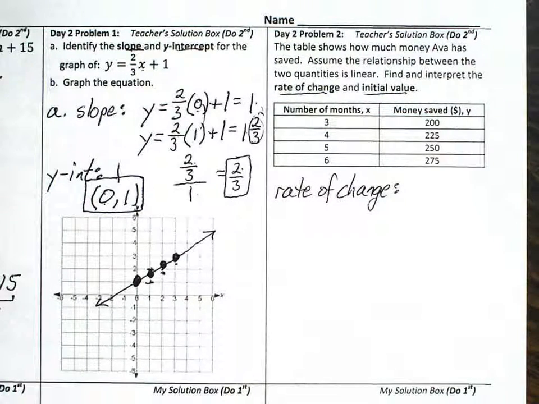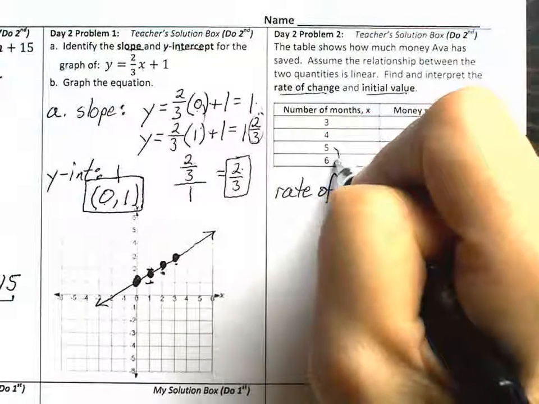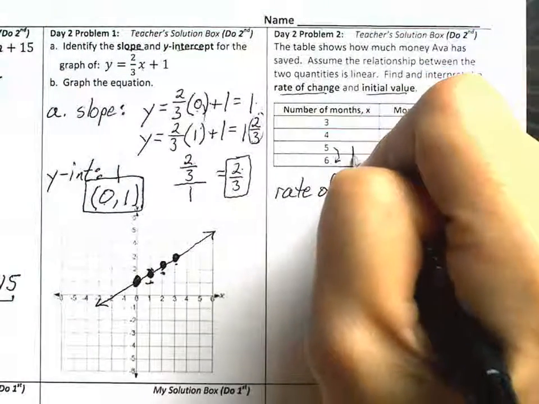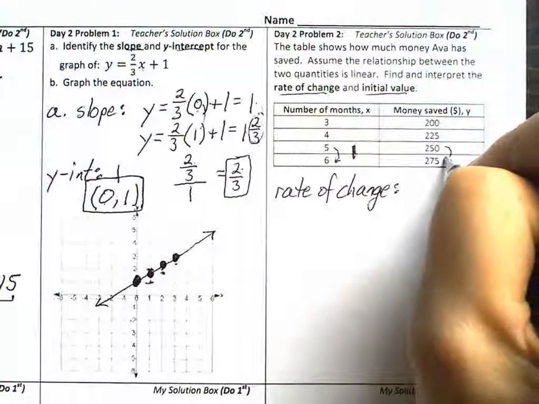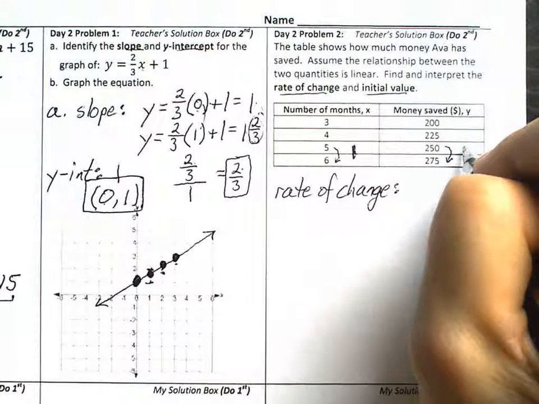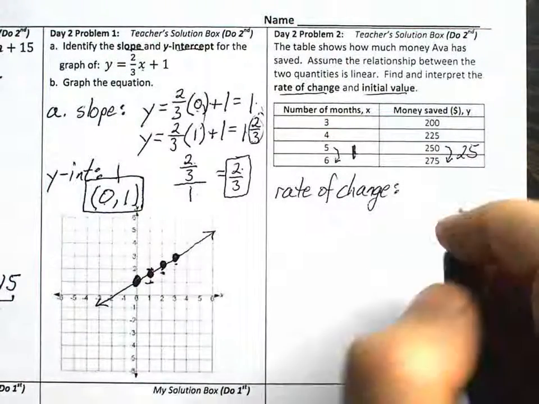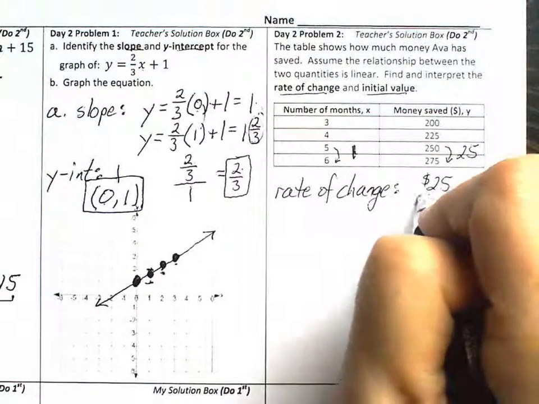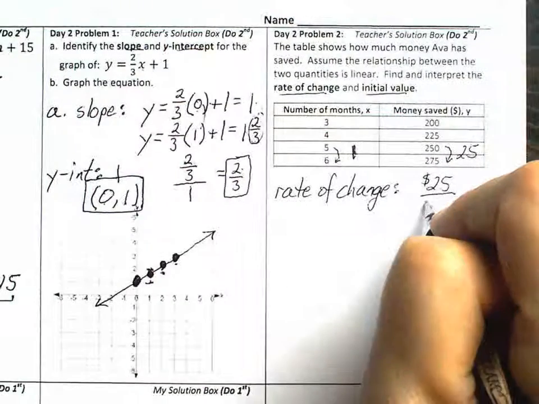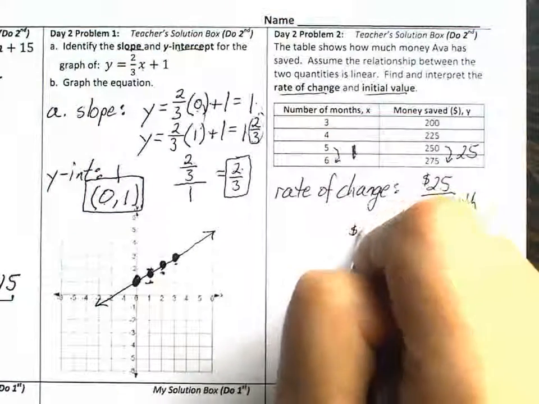We're going to find this by looking at the rows in the table, and we can look at any rows we want to. For instance, we could look at this row and this row. From 5 to 6, 1 month has gone by. And in that 1 month, her money has gone from $250 to $275. It has increased by $25, and we can write these numbers as a rate. So the y value increased $25 when or as 1 month went by. And another way to write this is $25 per month.